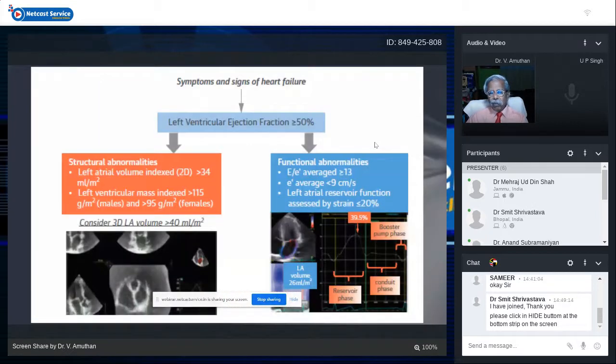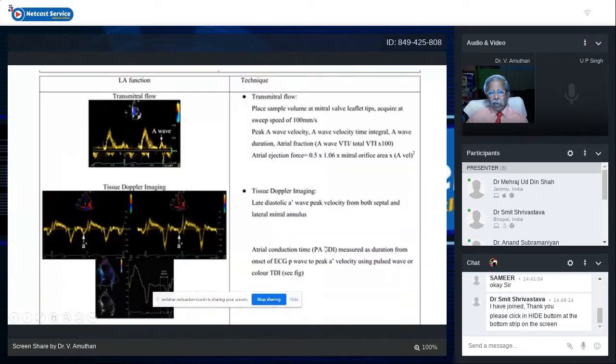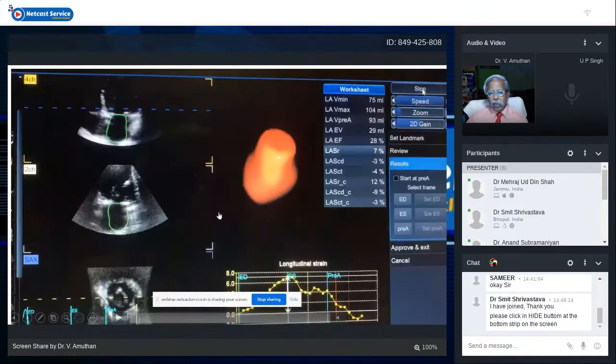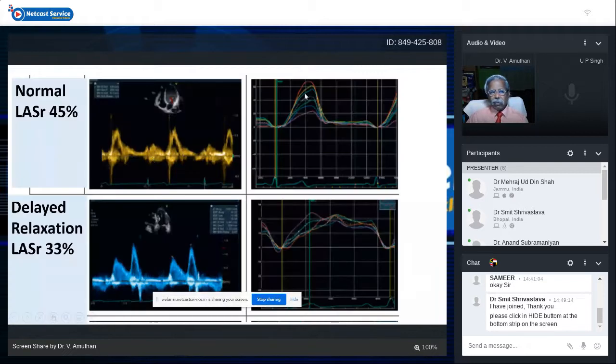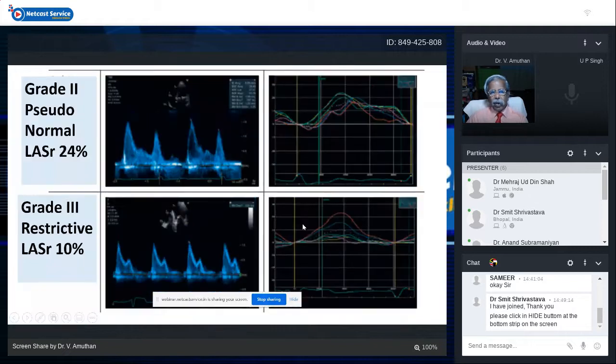So in symptoms and signs of heart failure, you have to calculate the ejection fraction, calculate the LA volume and LA strain also, and do this functional assessment by the Doppler studies. And this correlates very well with the LA strain curves. You can see the normal LA strain is around 45. When you have a delayed relaxation, it is reduced to 33%. And when you have the pseudo-normal pattern, it is reduced further to 24%. And when you have a restrictive pattern, it is reduced to 10%.